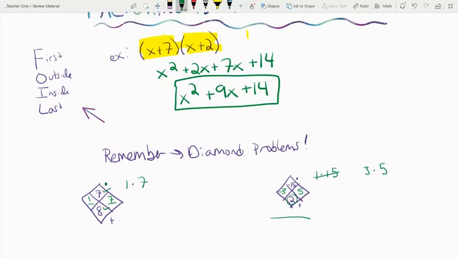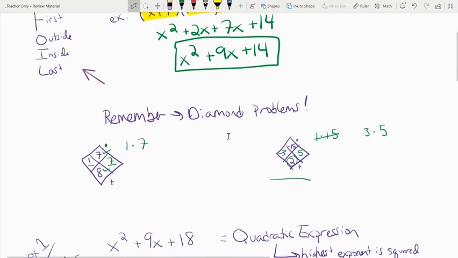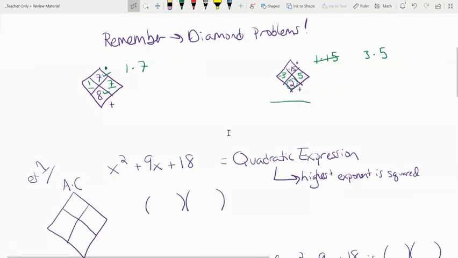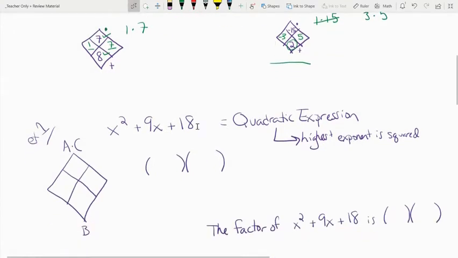Now, the reason we're reviewing diamond problems is because we're doing diamond factoring. So now we're going to come down and take a look at our first example of factoring. Here we have the expression x squared plus 9x plus 18. This is a quadratic expression, and all that quadratic means is that there is an exponent that's squared.